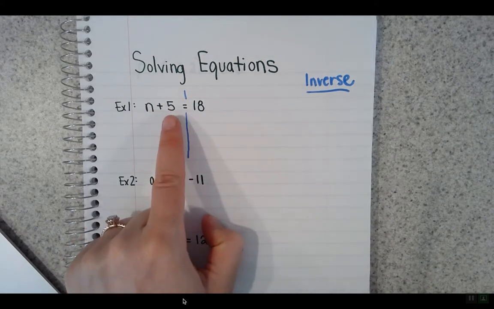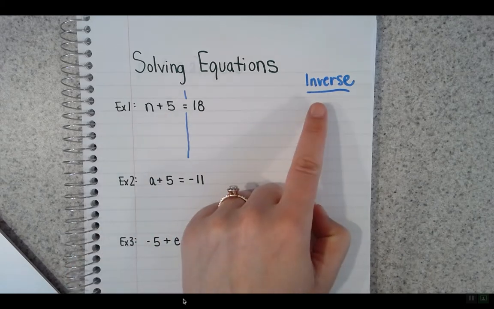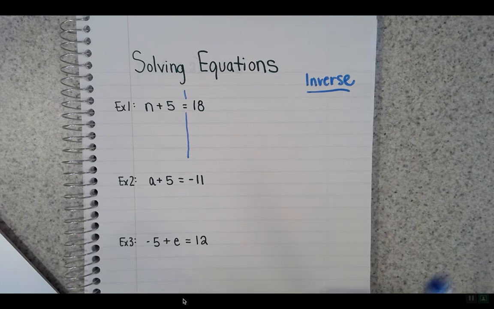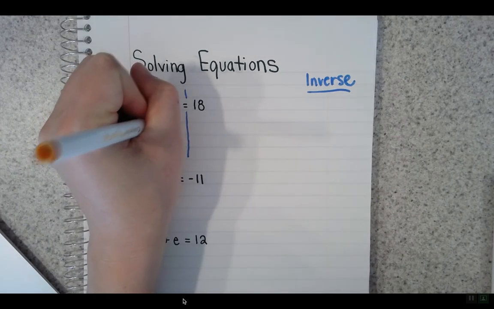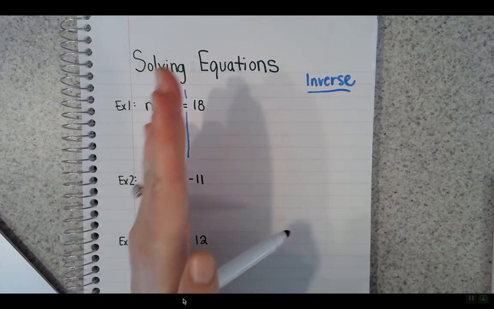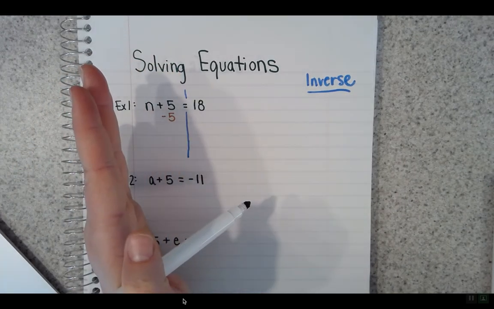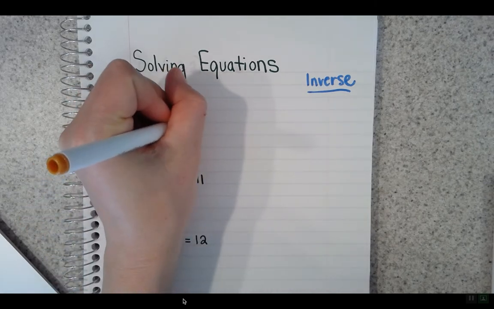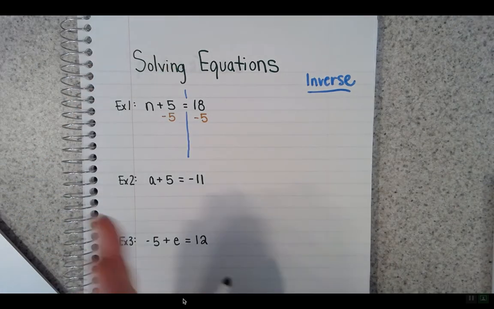Now, how do we get rid of a plus 5? Well, we just have to do the inverse or the reverse of adding 5. The opposite or inverse of adding 5 is subtracting 5. Now, what you do on one side of the wall, you have to do the exact same on the other side of the wall to keep the equation balanced.